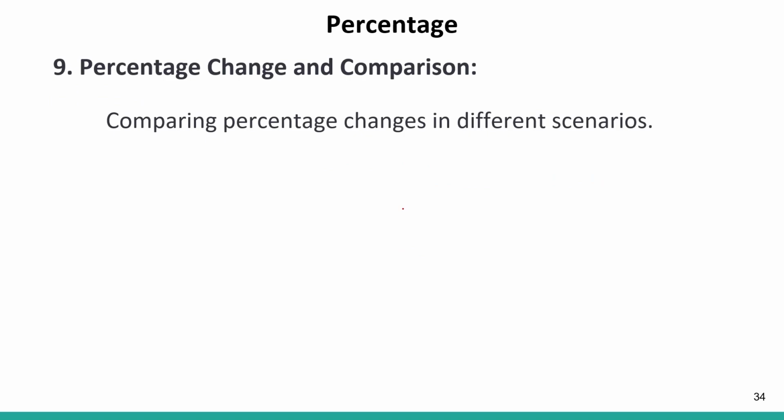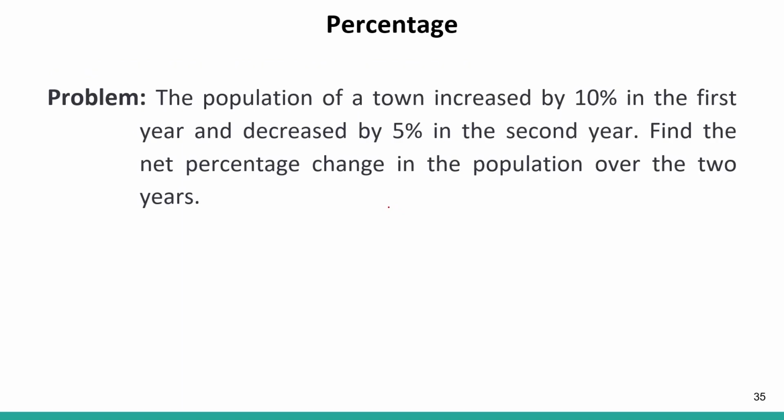Let's see the ninth kind of problem. Okay, so it is percentage change and comparison. So comparing percentage changes in different scenarios. Okay, let's see a scenario. So the population of a town is increased by 10%. Okay, so the town had some initial population. Let it be X.